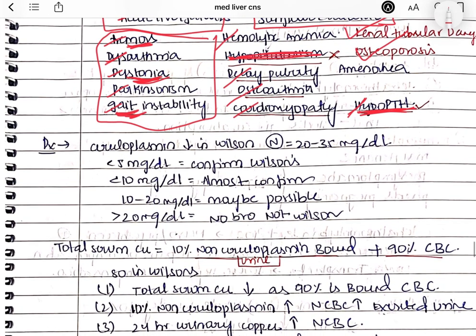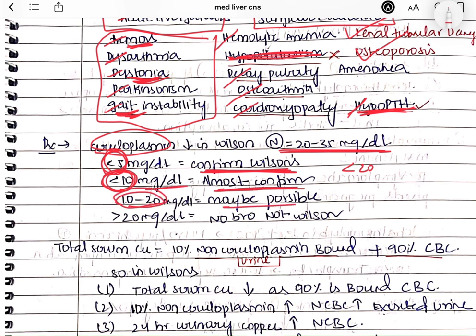Coming to the diagnosis, there will be low levels of ceruloplasmin because of the degradation. So normally it should be from 20 to 35, but in case of Wilson's it will be less than 20, right? So if it is less than 5 mg per dl, it will confirm the diagnosis of Wilson's disease. If it is less than 10 mg per dl, there is a high possibility that it is a Wilson's disease. If it is between 10 to 20, that it may be Wilson's disease or any other thing. If it is greater than 20, it is never a Wilson's disease. So because the normal levels are 20 to 35, above 20 means the ceruloplasmin will come under normal levels. So the ceruloplasmin levels are not normal in case of Wilson's disease. Always this will be low. Ceruloplasmin levels will be low in case of Wilson's disease.